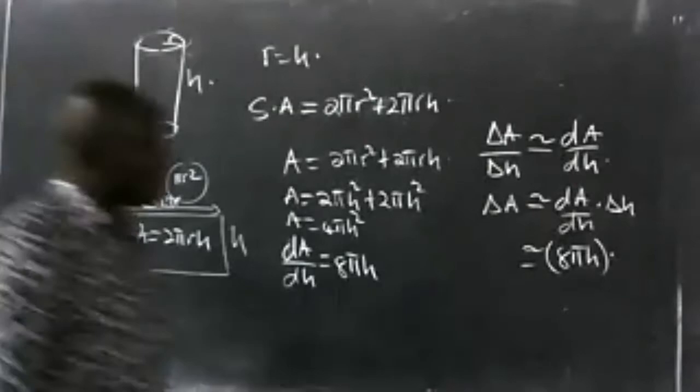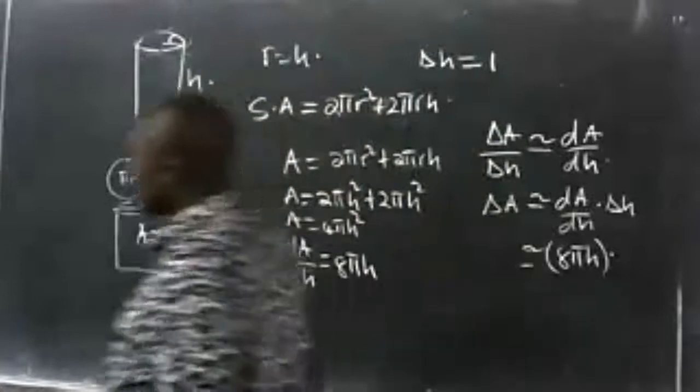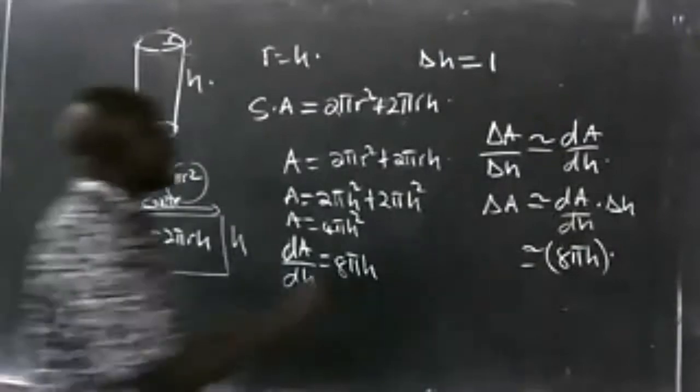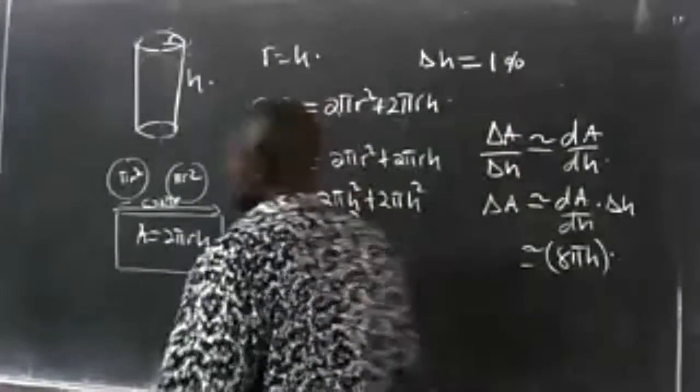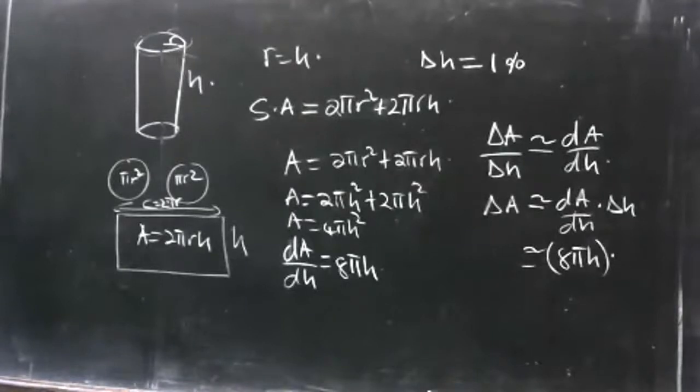So delta h is equal to what? To 1, I say, a unit percentage. Height, not 50%, that is 1%. Teacher, how is delta h equal to 1? Look at your question. They are saying to find the percentage increase in the total surface area corresponding to a unit percentage increase in height.